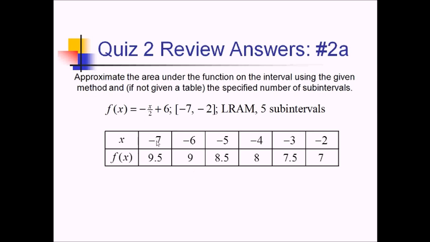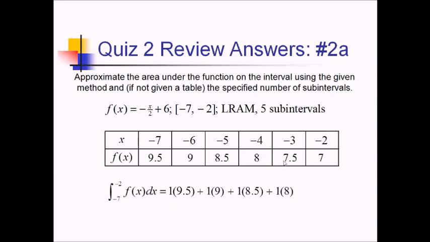The base on all of these is going to be 1 because it's a distance of 1 from each x value to the next x value. But the heights are going to be different. And for the first height, I'm going to take the left endpoint of the first rectangle, which goes from -7 to -6. So I'm going to be doing a base of 1 times a height of 9.5, then a base of 1 times a height of 9, base of 1 times a height of 8.5, and the same thing with 8 and 7.5.